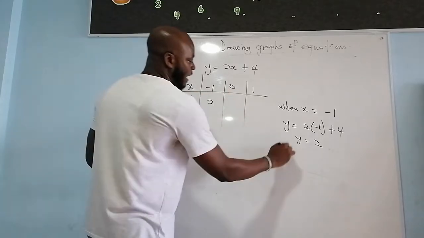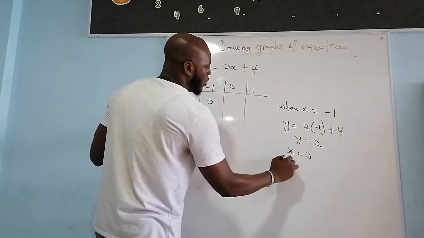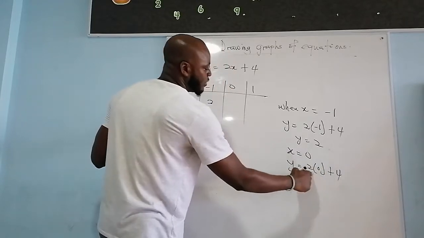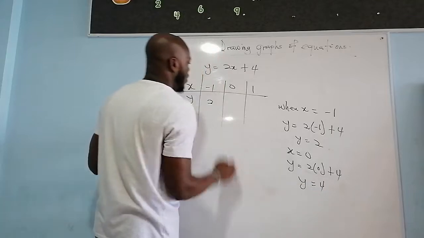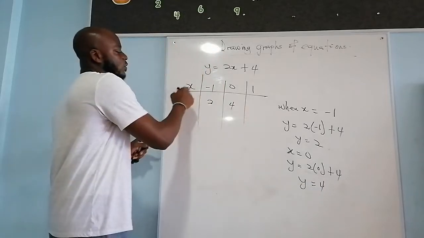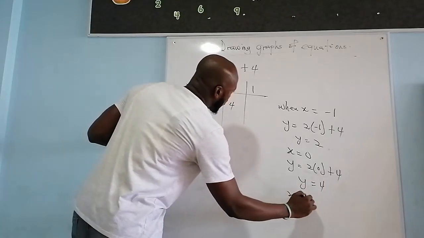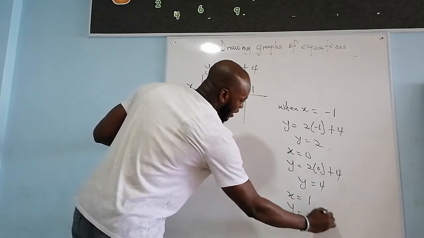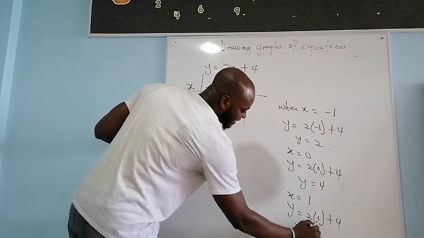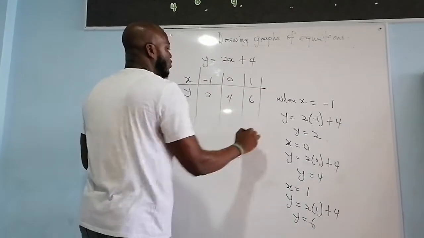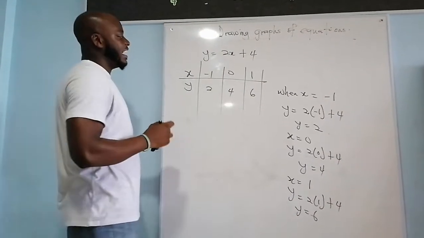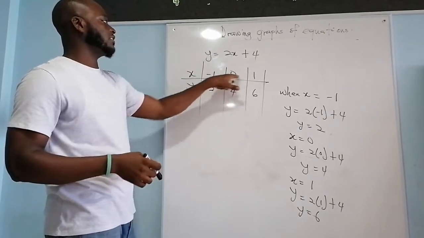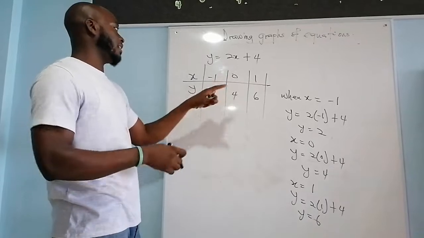When my x equals 0, y will be equal to 2 times 0 plus 4. 2 times 0 is 0, so my y will be equal to 4. So I have it here. And then when x equals 1, my y will be equal to 2 times 1 plus 4, which should give me 6. So I have my 6 here. So these are the corresponding y values after picking these 3 numbers as my x values.